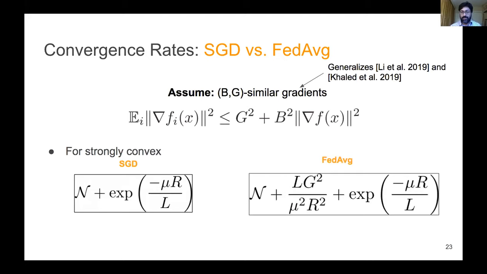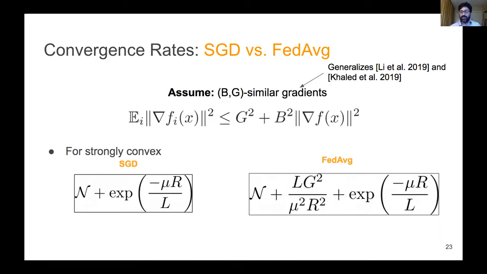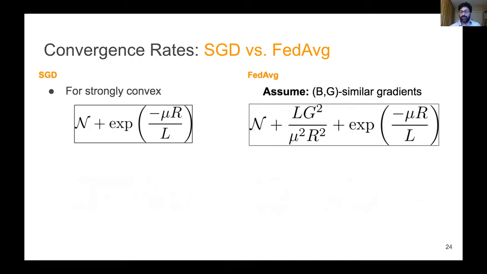So if you assume this condition, then you can show that basically FedAvg's convergence rate is essentially the same as SGD, but with an extra term like L G squared over mu squared. This is an extraneous term. This shows it is slower than SGD, at least in terms of communication rounds. And obviously this is just an upper bound. So you might question why this is. Let me go over this in a second.